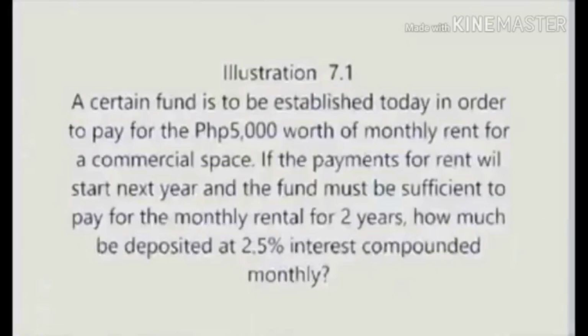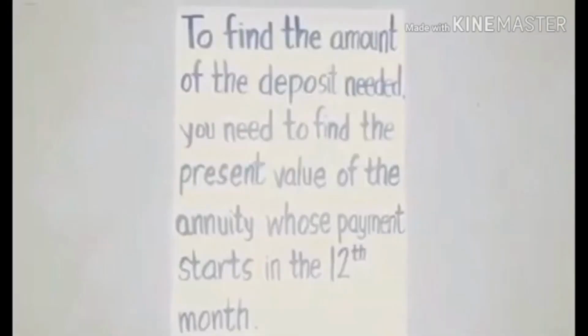A certain fund is to be established today in order to pay for the 5,000 worth of monthly rent for a commercial space. If the payments for rent will start next year and the fund must be sufficient to pay for the monthly rental for 2 years, how much must be deposited at 2.5% interest compounded monthly? To find the amount of the deposit needed, you need to find the present value of the annuity whose payments start in the 12th month.